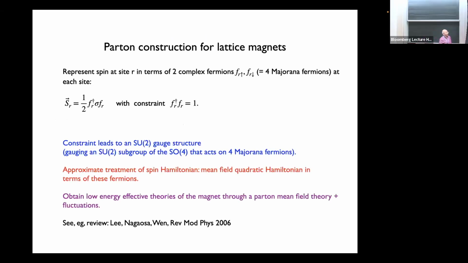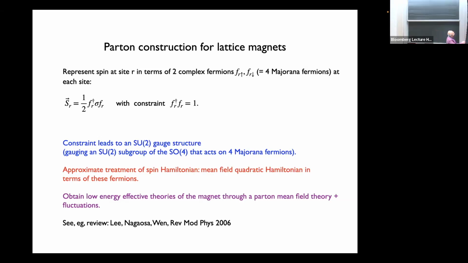So this construction is actually very old. It again goes back 35 years. And the methodology is what's known as partons. So I'll explain what it is for lattice magnets. So we have a spin half degree of freedom at each site of the lattice. Right? What we do is to represent the spin half degree of freedom in terms of two complex fermions, or equivalently 4 Majorana fermions at each site. Right? So we write the spin using the complex fermion notation.